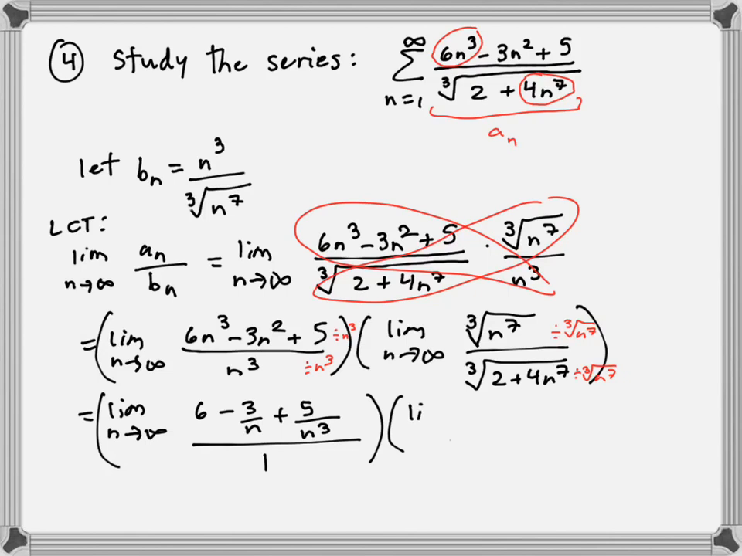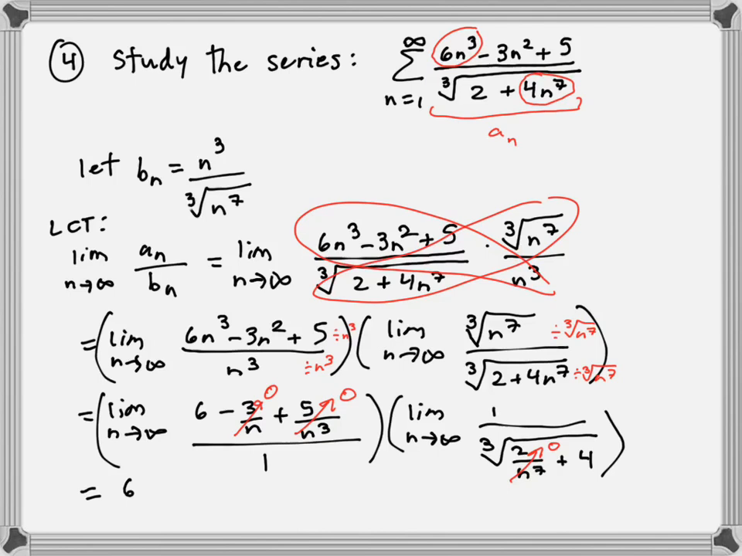Over here we get 1 over the cube root of 2 over n to the 7th plus 4. So if we send n to infinity, that guy goes to 0, that guy goes to 0, this guy goes to 0. What do we end up with? We end up with 6 over the cube root of 4. But that's a positive number, and it's finite.